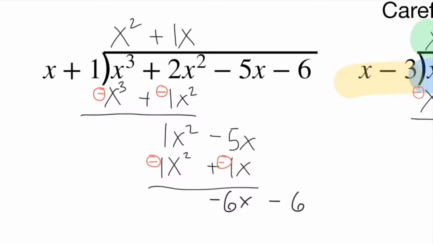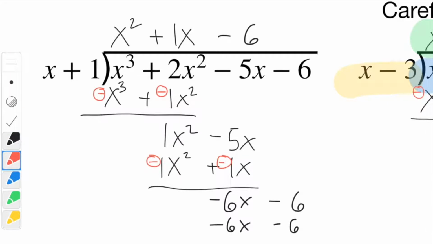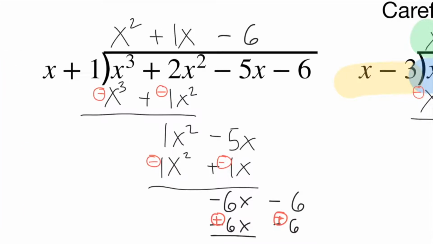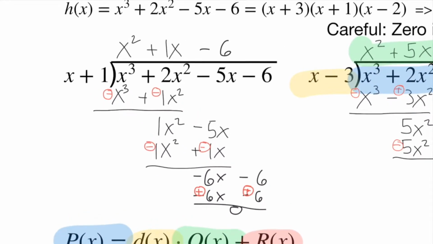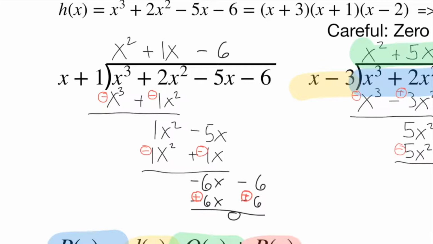Then you say x times what gives you negative 6x? That's negative 6. Negative 6 times x is negative 6x. Negative 6 times 1 is negative 6. Change the signs, and we get positive 6x, positive 6. And when you add, they cancel. And so therefore, we're done.